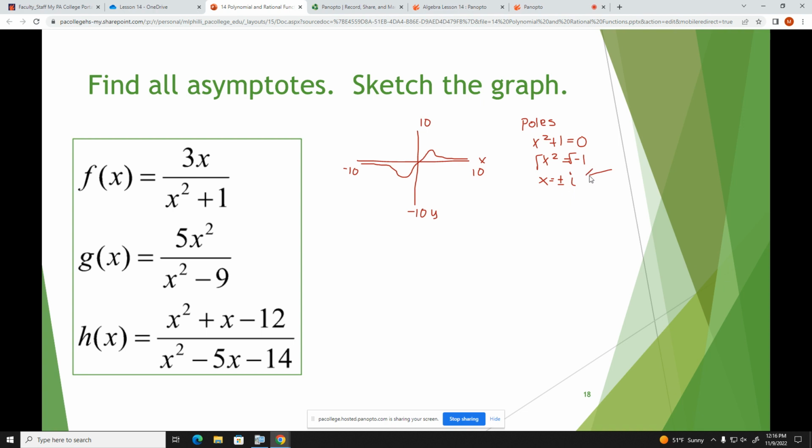And so this is not real, which means there are no poles. So there are no poles, which are the vertical asymptotes.